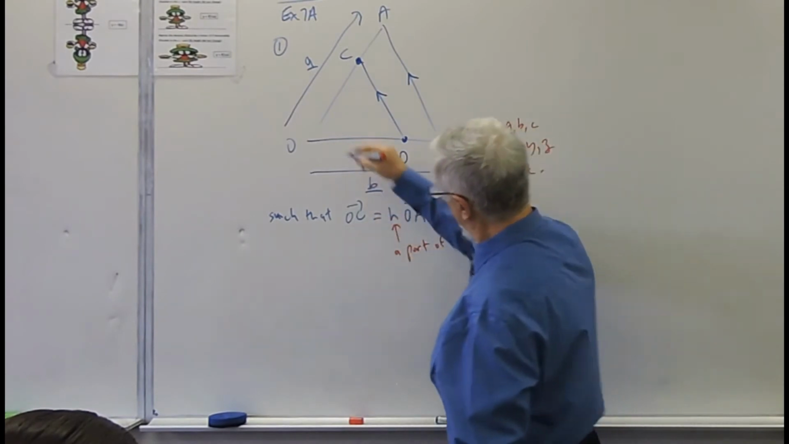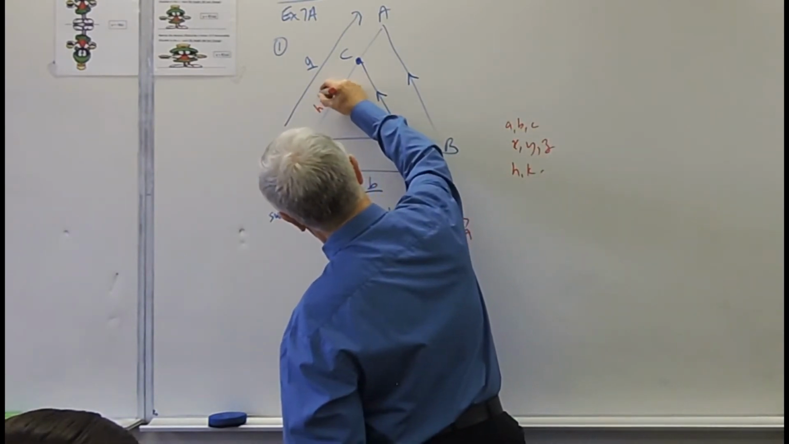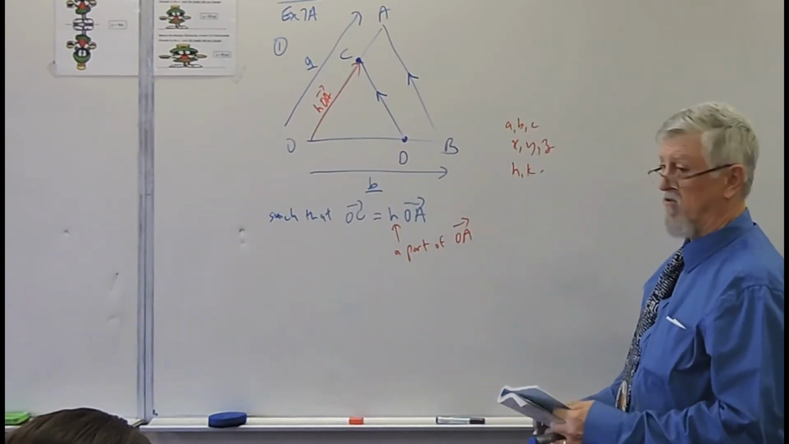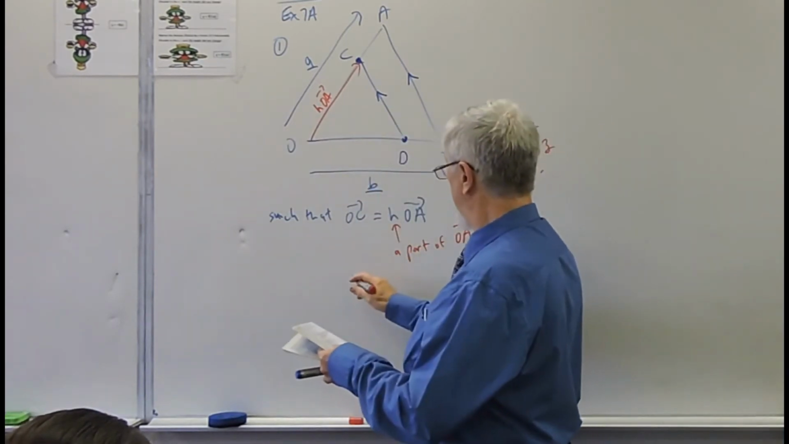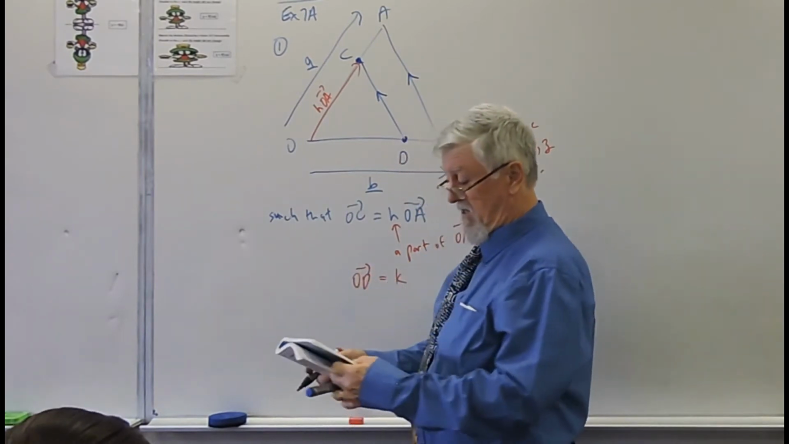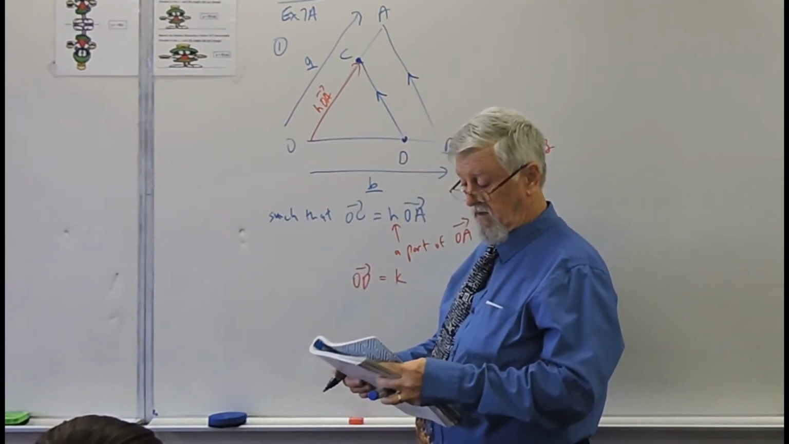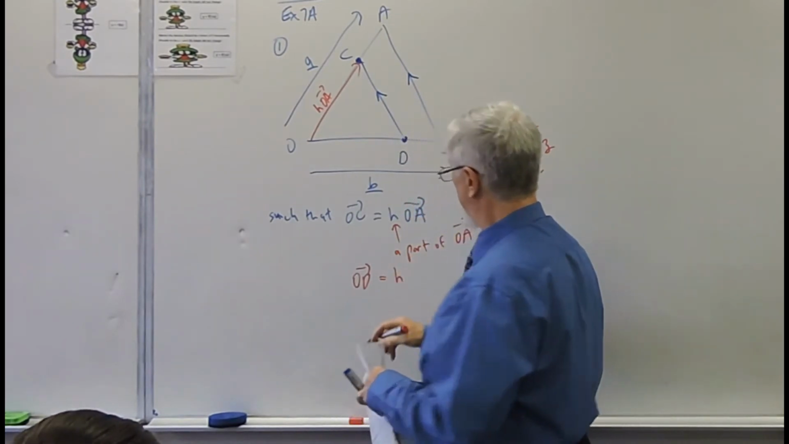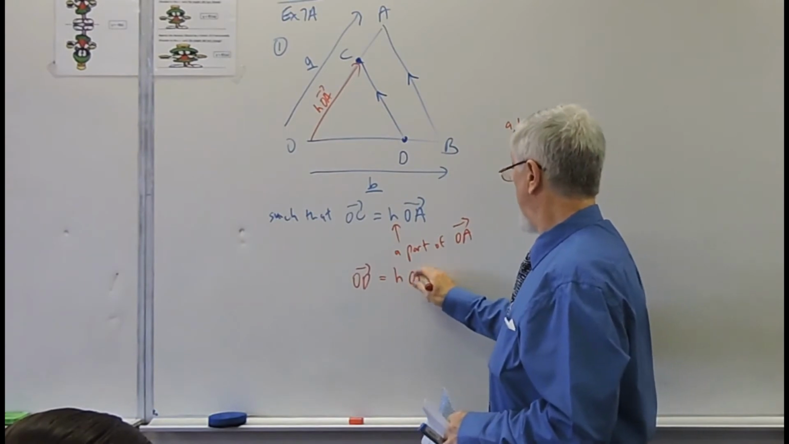So OC is a part of OA. That there is a part of OA. That's all it says. What's the next part say? OD is a part of, did they use k? h. Oh, it's got to be the same part. Sometimes you want a different part. This one is a part of OB.